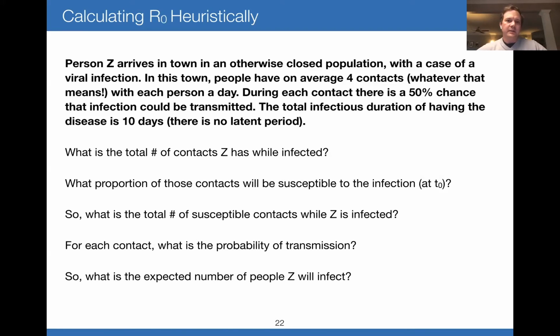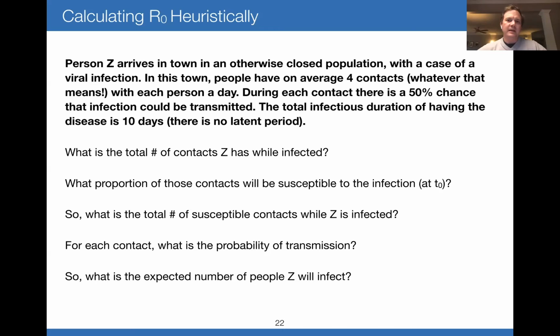So how do we calculate this? Let's go through a heuristic example, and then I'll show you how this maps onto a mathematical model. So say a person Z walks into a town, and it's an otherwise closed population, so there's no migration, with a case of a viral infection like coronavirus. And they shut the gates.